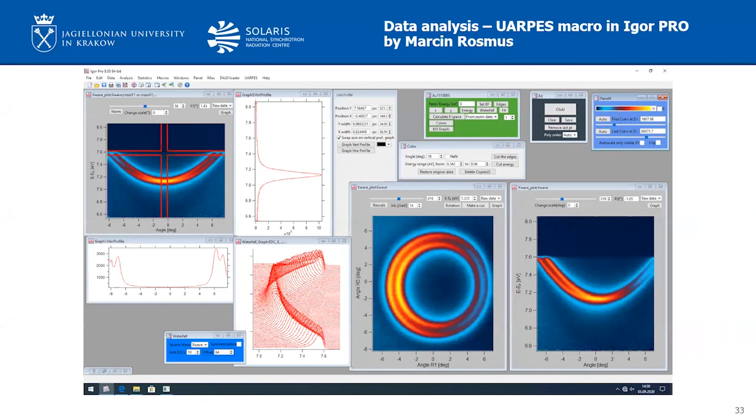Okay, we can go to the next. It is the macro in ARPES prepared by Marcin for data analysis. And Marcin will show you more possibilities of this macro.